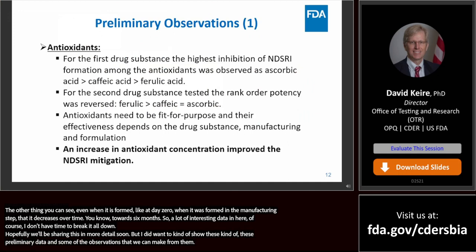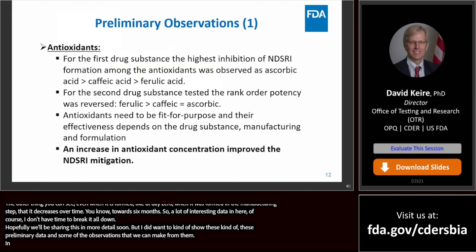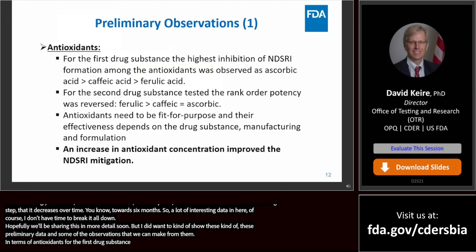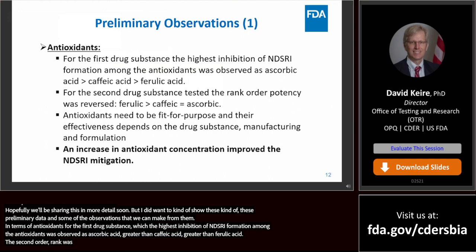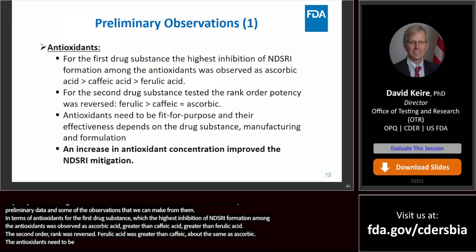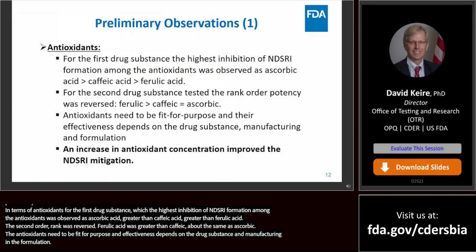In terms of antioxidants for the first drug substance, the highest inhibition of NDSRI formation among the antioxidants was observed with ascorbic acid, which was greater than caffeic acid, which is greater than ferulic acid. For the second drug, however, the rank order potency was reversed. Ferulic acid was greater than caffeic, which was about the same as ascorbic. And so the antioxidants need to be fit for purpose, and their effectiveness depends on the drug substance and the manufacturing and the formulation. An increase in antioxidant concentration improved the NDSRI mitigation.